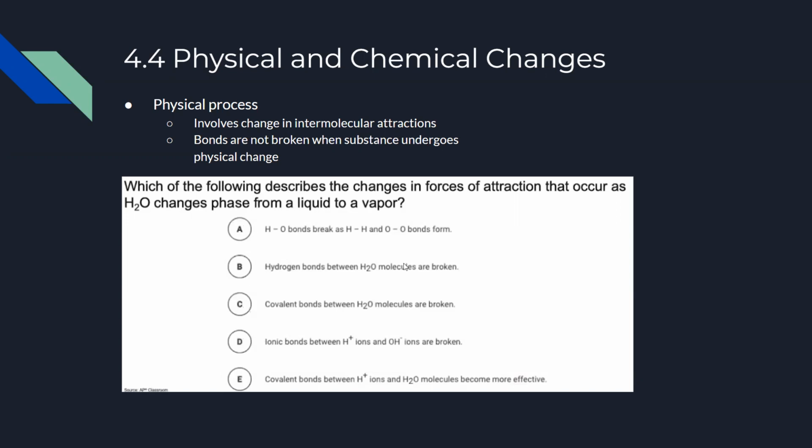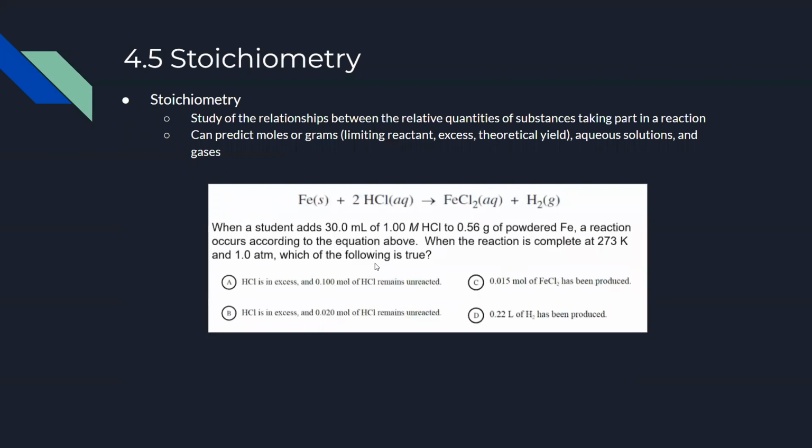So, 4.5, stoichiometry. Stoichiometry is the study of the relationships between the relative quantities of substances taking part in a reaction. Stoichiometry can predict moles or grams, such as limiting reactant, excess reactant, and theoretical yield, aqueous solutions, and gases. So let's try this problem with stoichiometry.